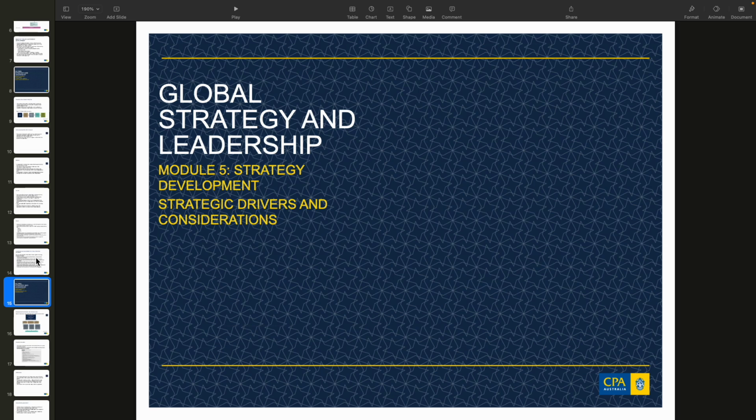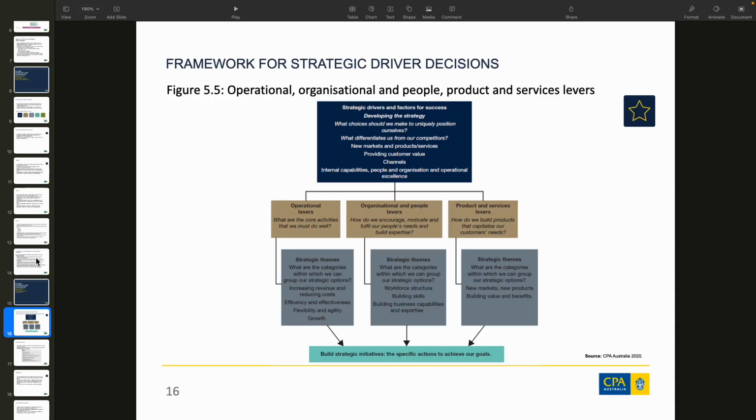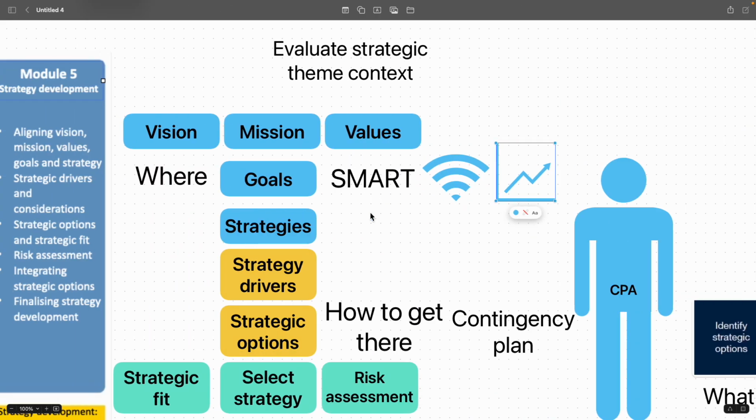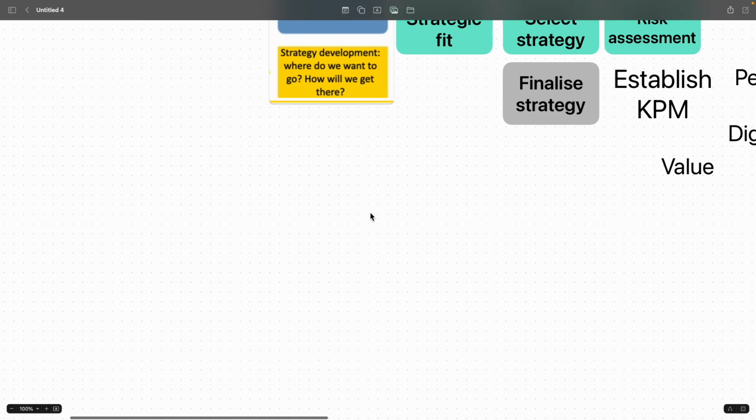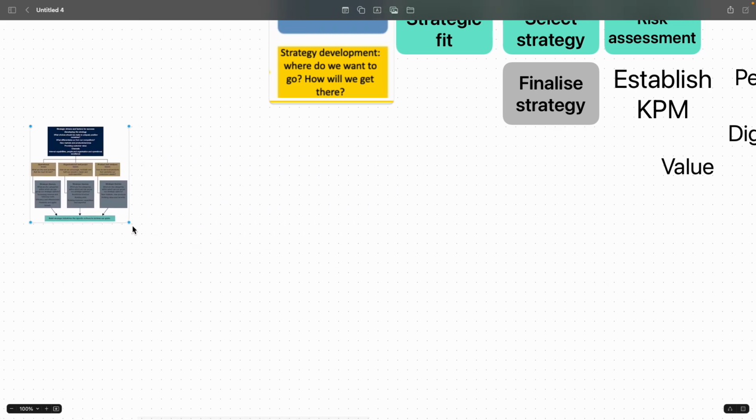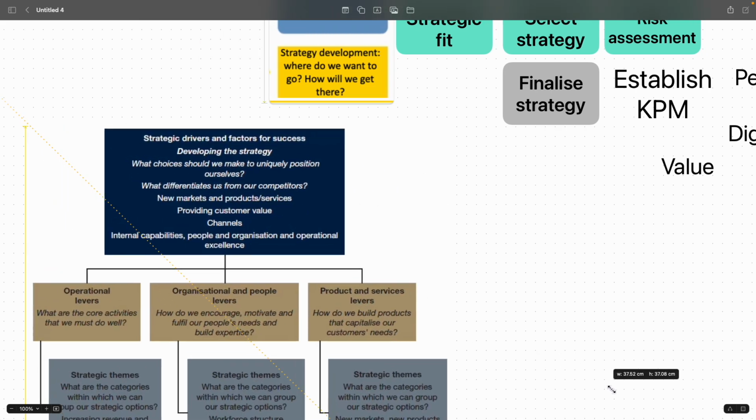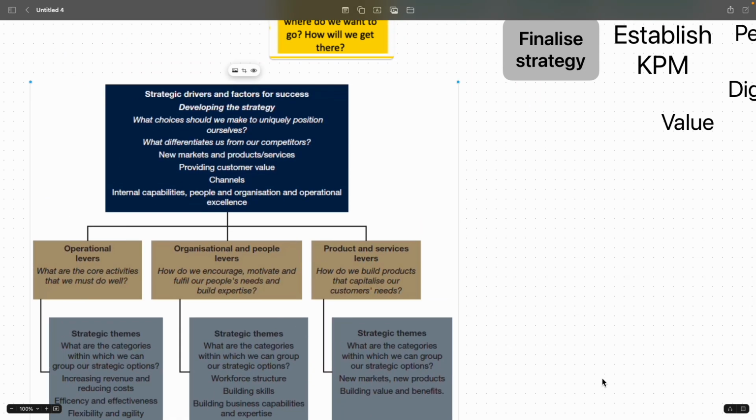Strategic drivers and considerations that you can have. What are the drivers of consideration? Okay, this is quite an important diagram. Okay, so this one builds on your previous points. So if you look at this part, okay, there are strategic drivers and factors for success. Okay, drivers and factors for success. So when you develop the strategy, you are making the following choices. Okay, following choices. What choice should we make to uniquely position ourselves?